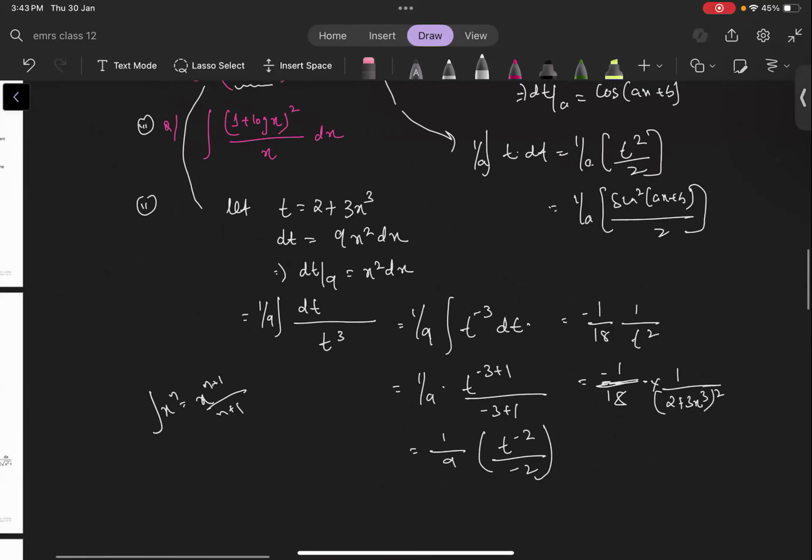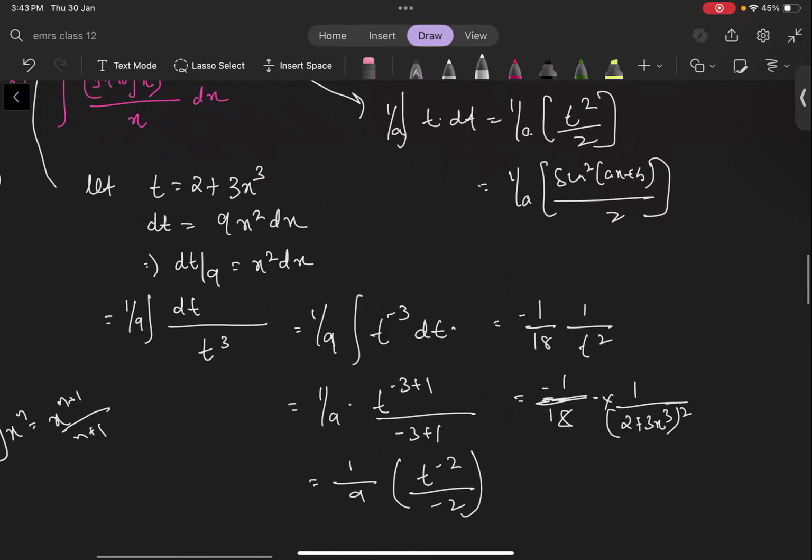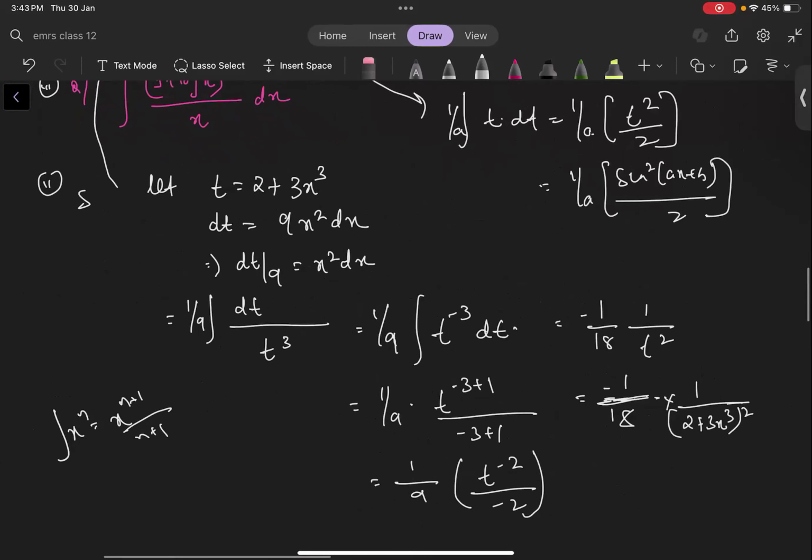Okay, please note down the solution. This is the solution for the second question. Please note down the solution.